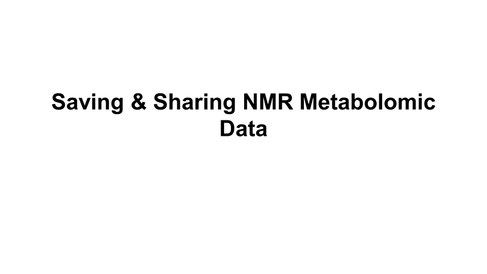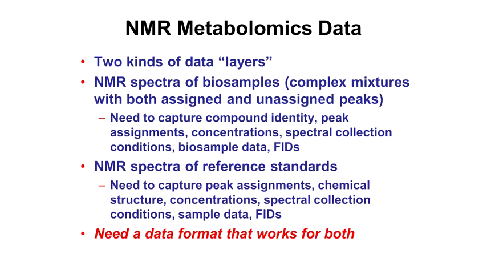So now that people are producing lots of metabolomic data, there's obviously a need to be able to share it and also to archive it and save it. When we think about metabolomic data, we have to think of two types. One is the type with the biosamples, which represents the thousands of peaks from blood or urine or plant tissues or wine or juice. And these typically include both the assigned, and in some cases there are unassigned peaks.